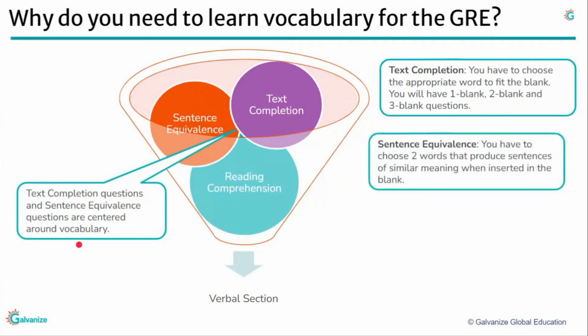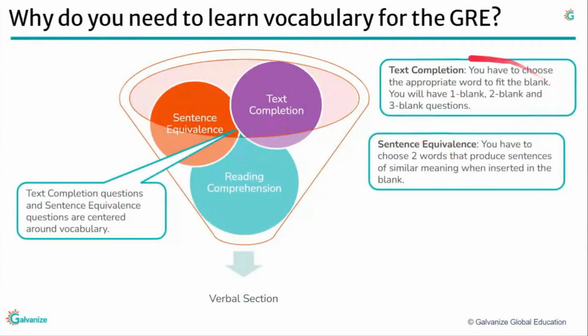Sentence equivalence questions are somewhat similar, but you have just one blank and you have to choose 2 options from 6 options. The objective here is to pick 2 words that, when inserted into the sentence, would produce a sentence with the same meaning. Here, the words you pick need not be synonyms. That is, they need not mean exactly the same. But when inserted into the sentence, they should mean similar things. They should convey something similar. Okay, that is the basic idea.